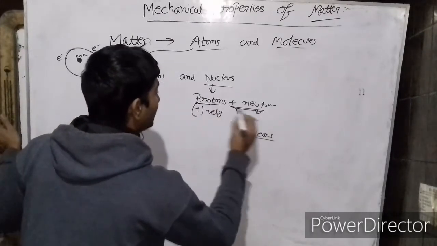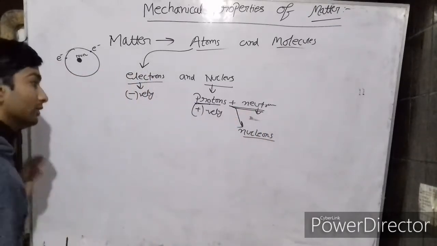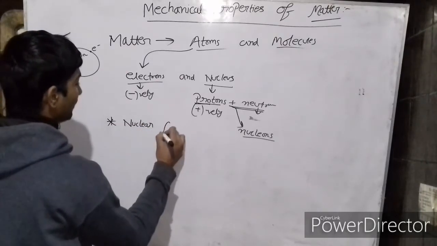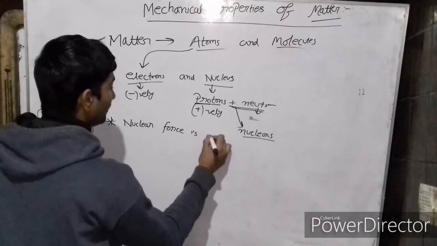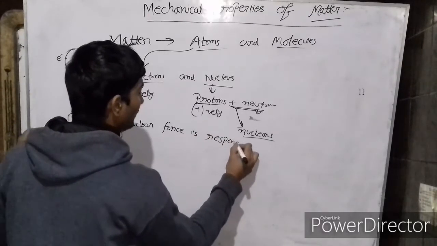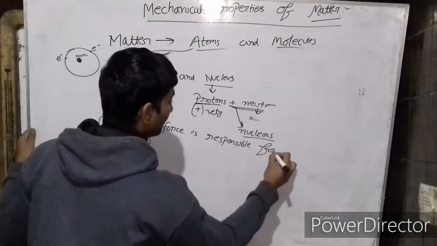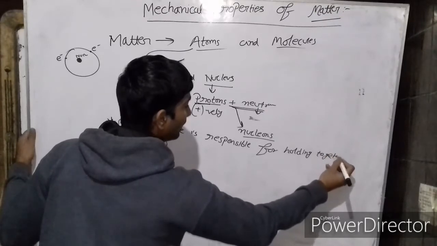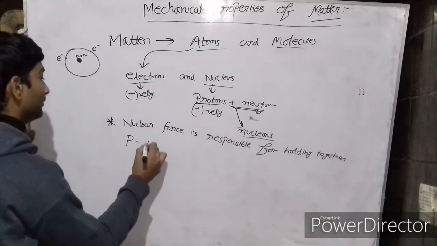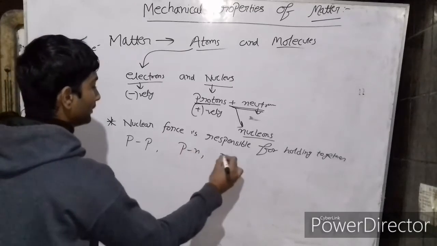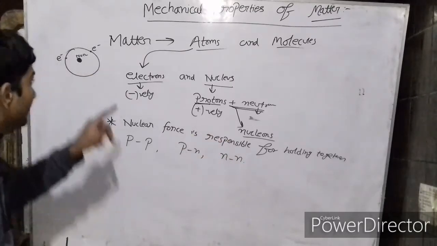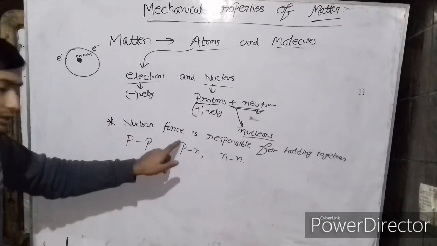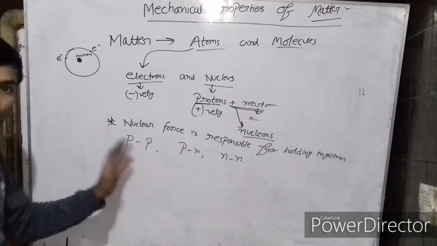A nuclear force acts between protons and neutrons, and protons and protons. Nuclear force is responsible for holding together the nucleus, that is, protons and protons, protons and neutrons, and neutrons and neutrons. Inside the nucleus, nuclear force acts, which holds together protons, both of which are positively charged.